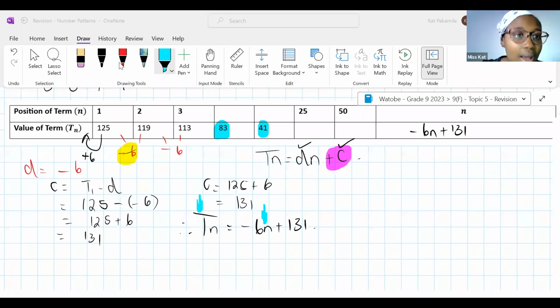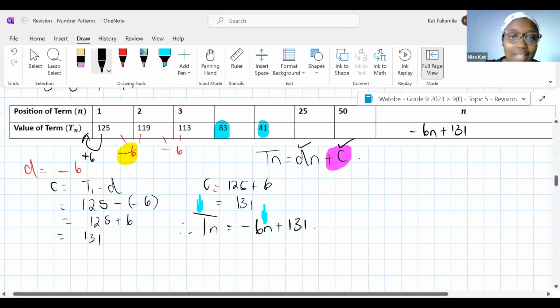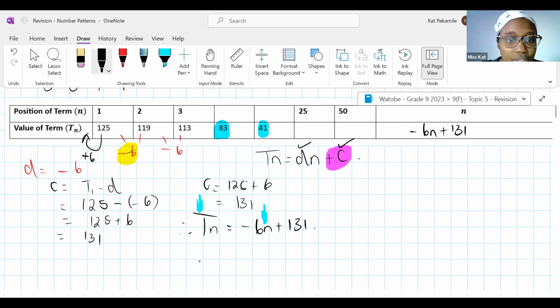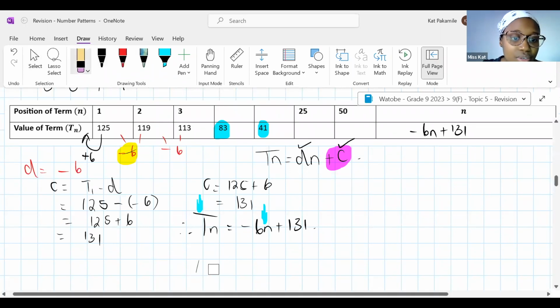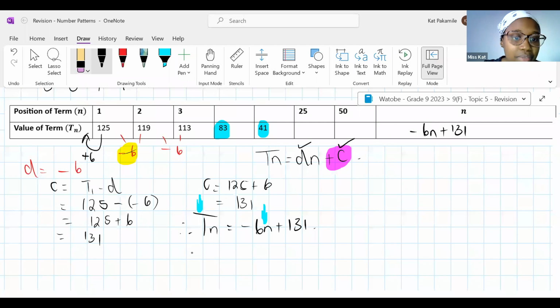What do I have and what do I want? If you want n, then you cannot substitute it where you have n, okay? Because we don't know what n is. That's what we're trying to figure out. So you're going to have to substitute 83 where you have Tn.